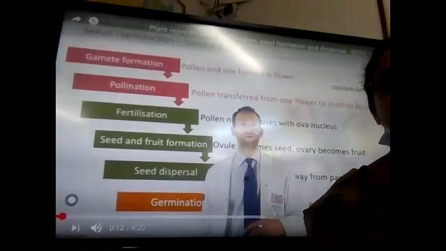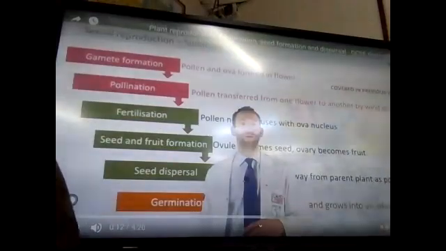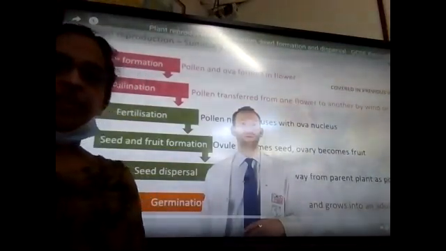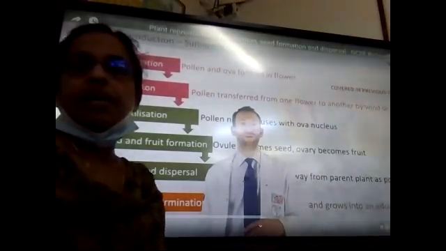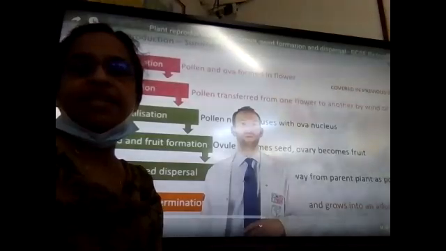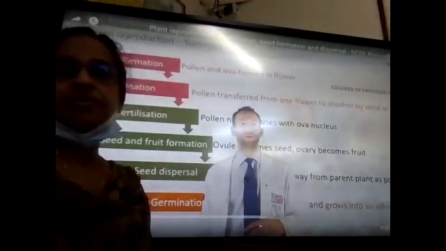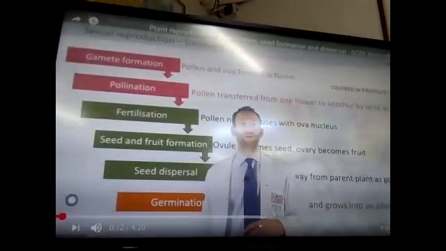Parts and functions of a flower. Do you remember the parts of a flower? Stigma. Yes. There is sepal, petals, stigma, anther, ovary, ovule.